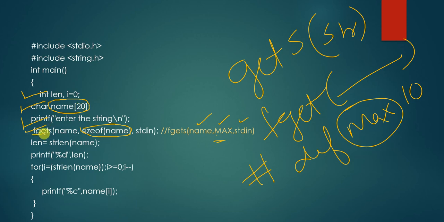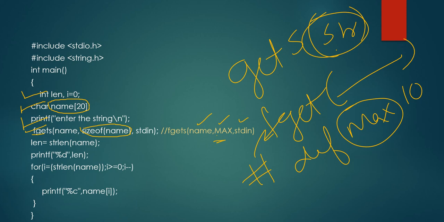Why? Because gets will not have any boundary value. That is why it may cause buffer overflow. Even if you have mentioned a name of 20, it will take more than 20 characters. It keeps on taking the characters. That is why it may cause buffer overflow. So it is a better practice to use fgets always, right?